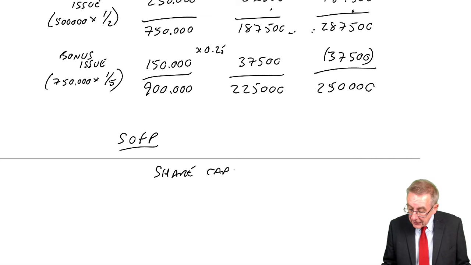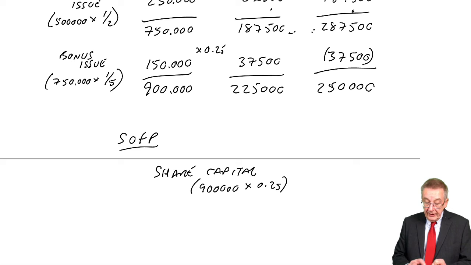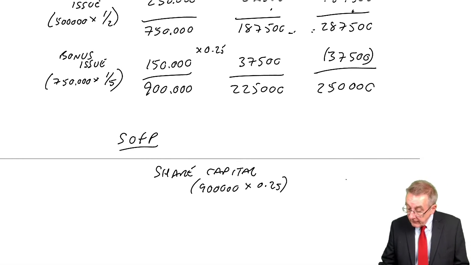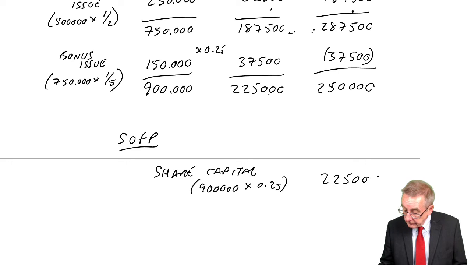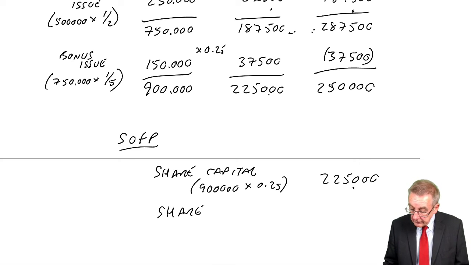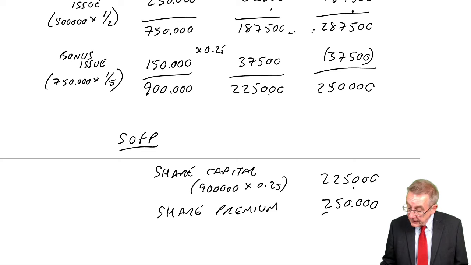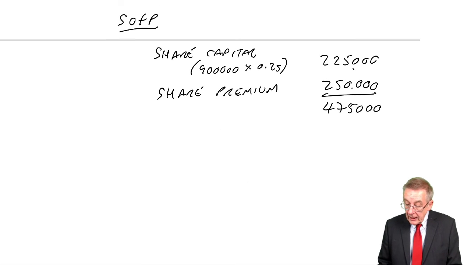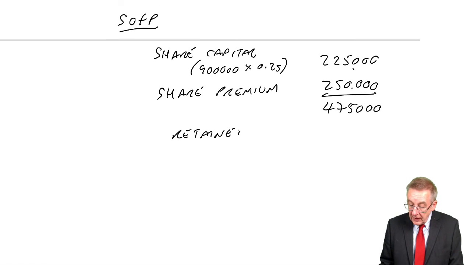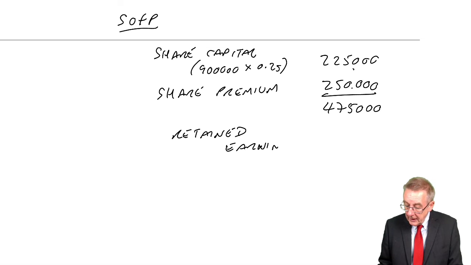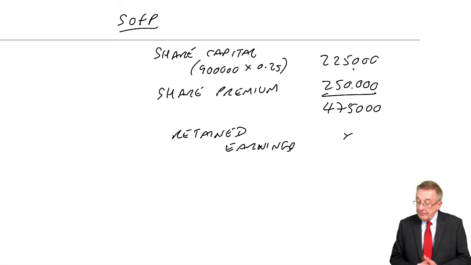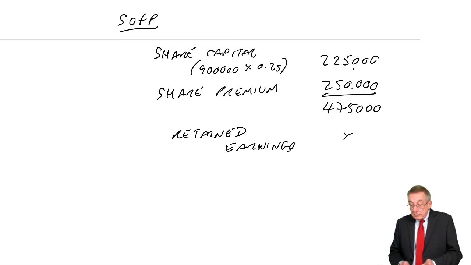After all of this, share capital, 900,000 shares, nominal value 25 cents, 900 at 25 is 225,000. Share premium, 250,000. The total is 475,000. But of course, there's going to have been retained earnings as well owing to them. But that's not been affected and we don't know what it is. So there we are.